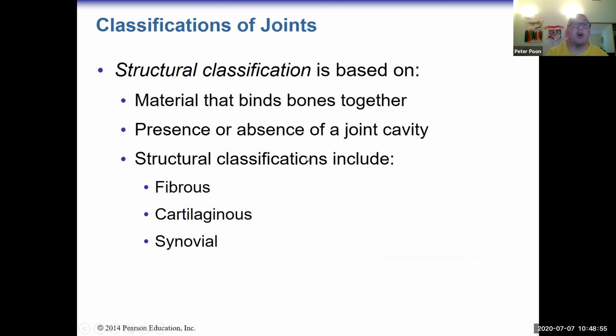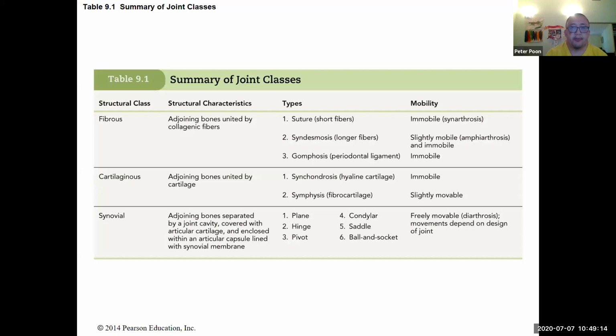Okay. So the structural classification is based on the material that binds the joint together and the presence or absence of a joint cavity. The structural classification: fibrous, cartilaginous, and synovial. So we'll get into each type a little bit. Okay, so here's a summary.